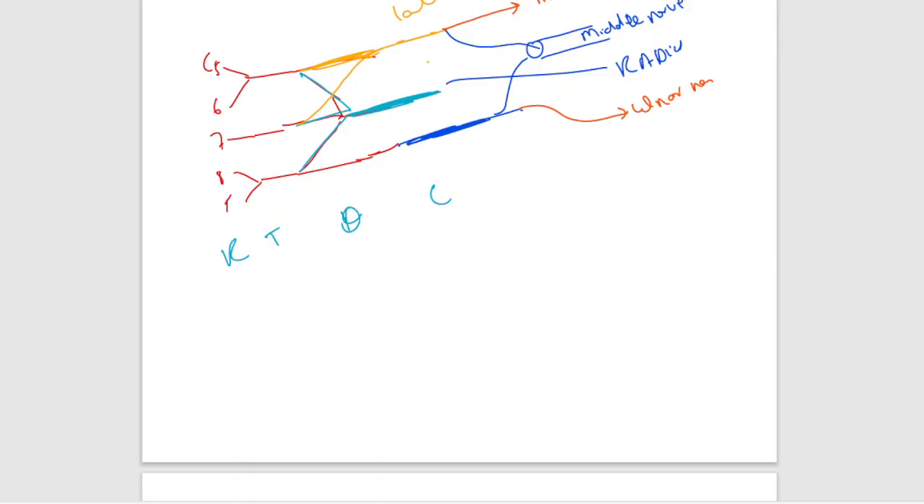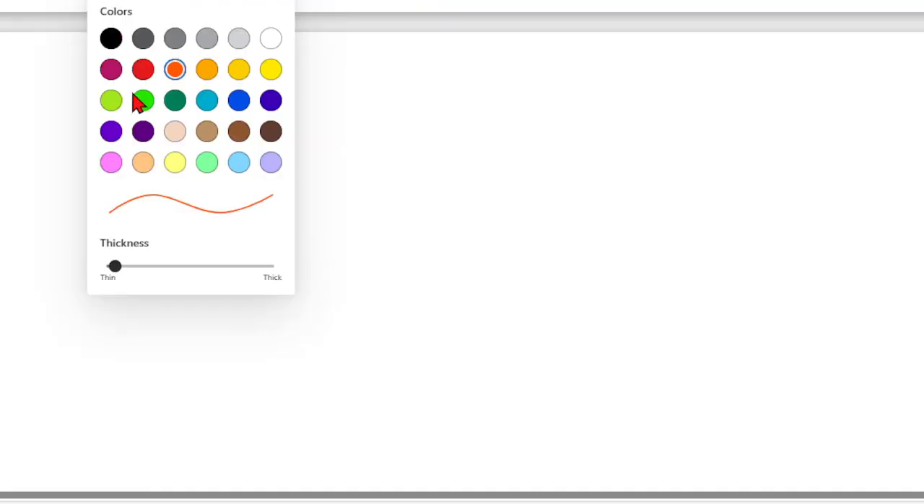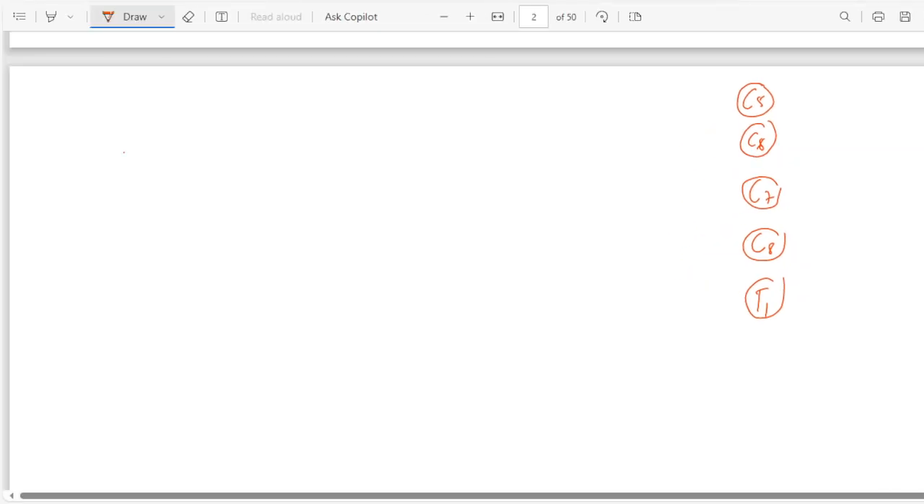First of all, you have to simply remember that all these nerves arise from the roots C5, C6, C7, C8, and T1 of the spinal cord. They arise from this area, and this is called the brachial plexus. We will tell you all about the brachial plexus, what it is and what it is not.